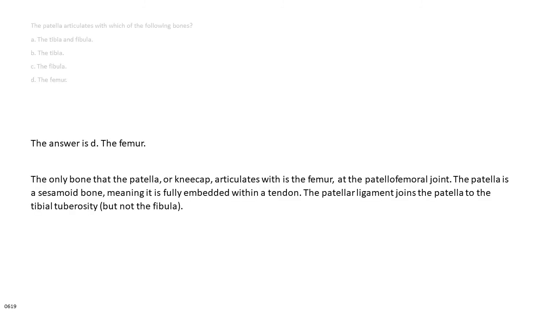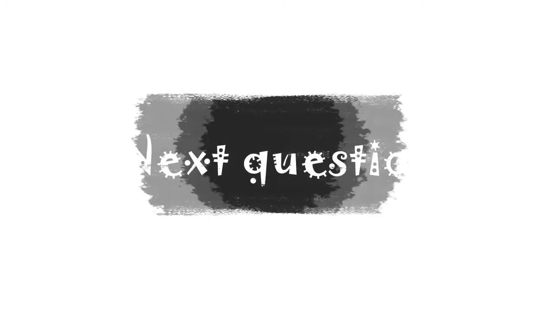The answer is D. The femur. The only bone that the patella, or kneecap, articulates with is the femur, at the patellofemoral joint. The patella is a sesamoid bone, meaning it is fully embedded within a tendon. The patellar ligament joins the patella to the tibial tuberosity, but not the fibula.